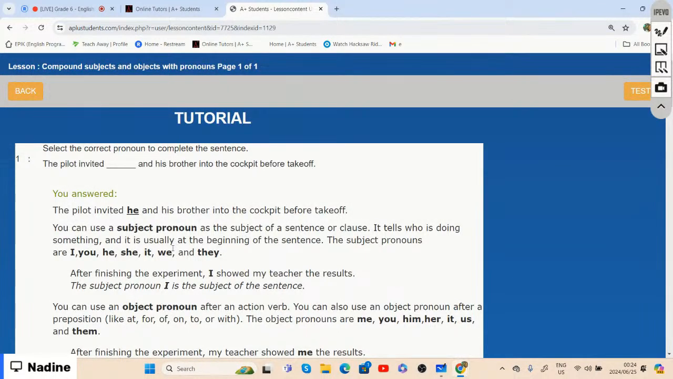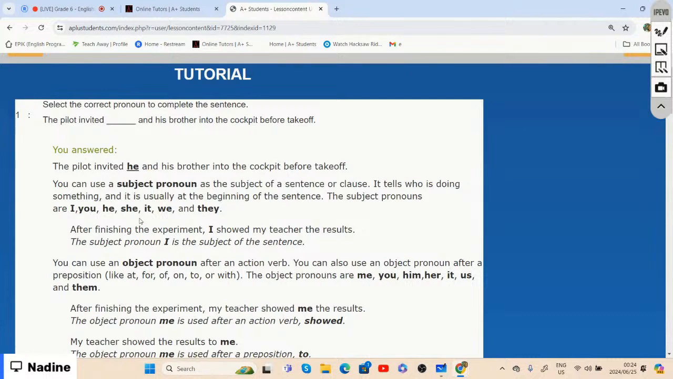So it says you need to select the correct pronoun to complete the sentence. I'm not saying you must say which kind of pronoun it is, but we need to choose the correct pronoun. If it's a subject pronoun, then we need to use words like I, you, he, she, it, we, or they. Or if it's an object pronoun, then we need to use words like me, you, him, her, it, us, or them, right?